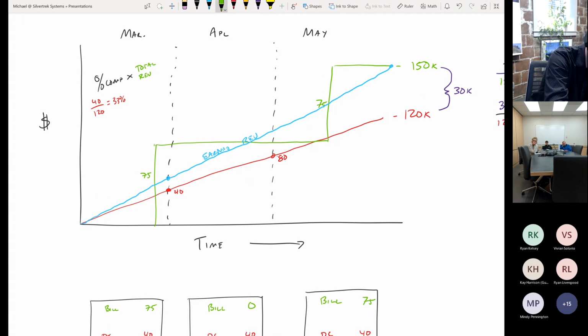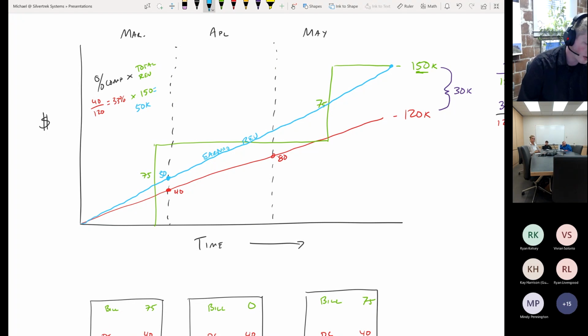We're going to multiply that by 150, this number here, and we're going to say that our earned revenue is $50,000. That means that this line right here, where it intersects the end of March 31st, is $50,000. Earned revenue for the end of March is $50,000.